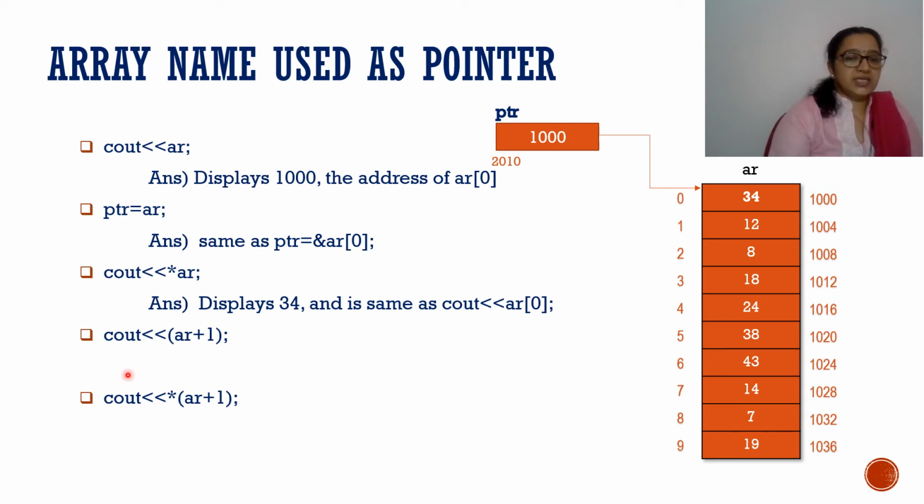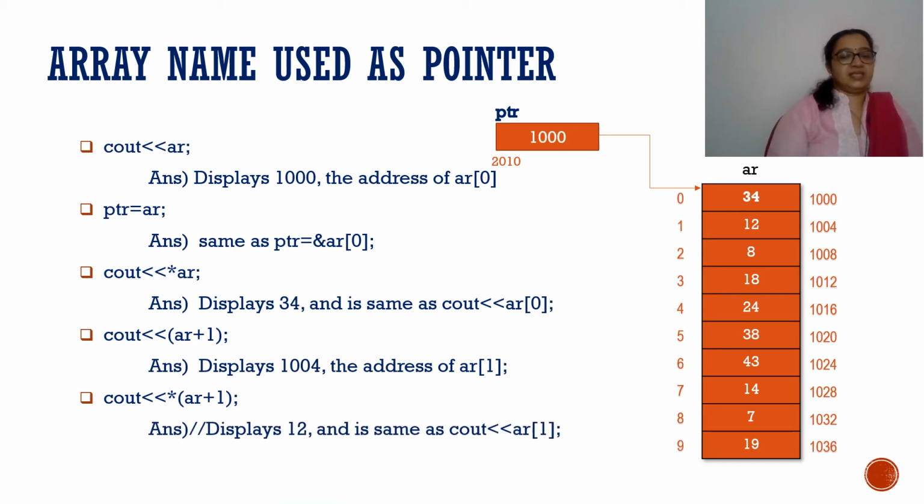That is same as cout AR of 0. Clear? Now the next, cout AR plus 1. This is also possible. AR plus 1 means AR is the base address, that is 1000. 1000 plus 1 means the next location. So that is 1004. So we will get 1004, the address of AR of 1. If you put star outside and bracket AR plus 1, it means the value at 1004. What is the value at 1004? 12. So we will get 12, the same as cout AR of 1. So an array also we can make act as a pointer now.